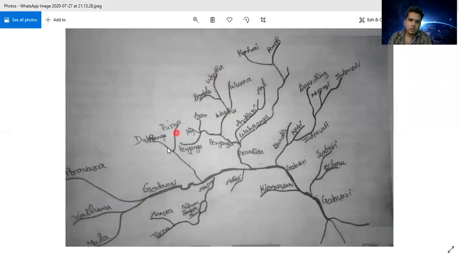We should start from here. Pravara, Veluma, and Mula all get combined, and then they form Godavari. From here, Tirna, Manjra, Nizam Sagar Dam. This is the diagram for the dam. Then Mara, and from the above side, Doodh Ganga and Purna get combined, and it forms a tributary of Godavari.